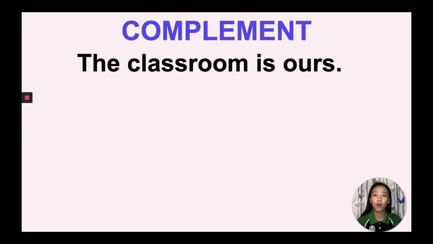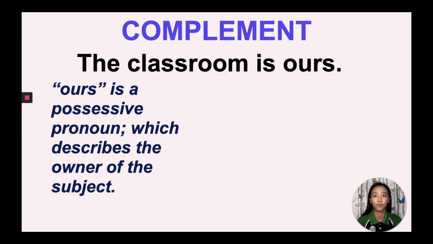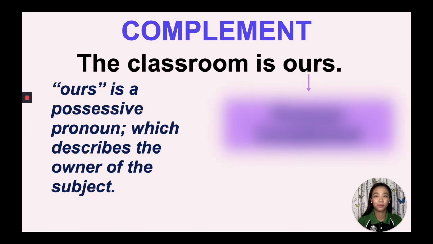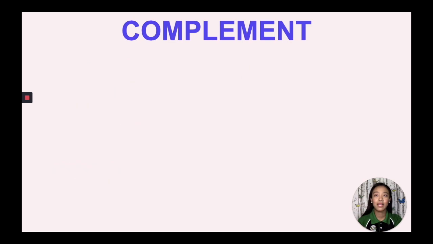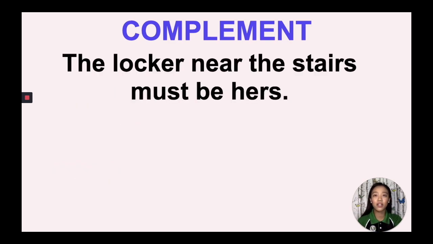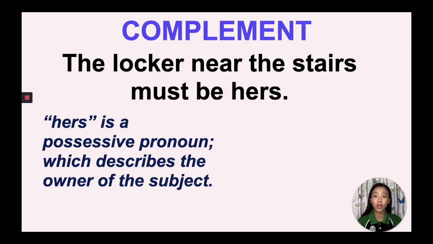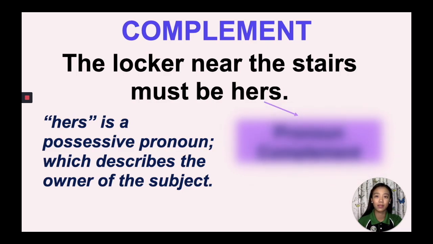In this sentence, the classroom is ours. Ours is a possessive pronoun which describes the owner of the subject, the classroom. Therefore, ours is a pronoun complement. Last sentence. The locker near the stairs must be hers. Hers is a possessive pronoun which describes the owner of the subject, the locker near the stairs. Therefore, hers is a pronoun complement.